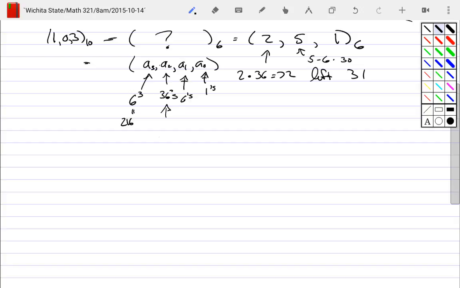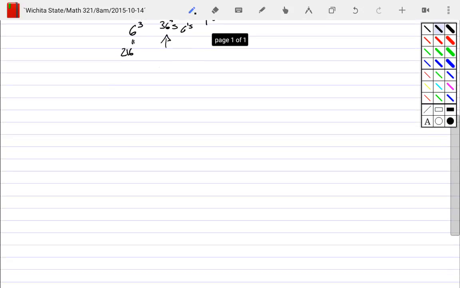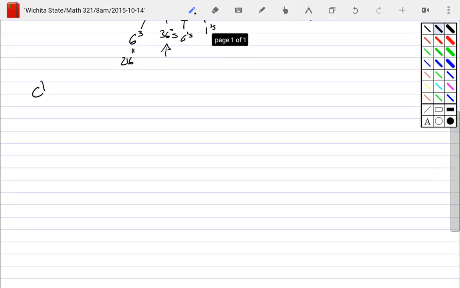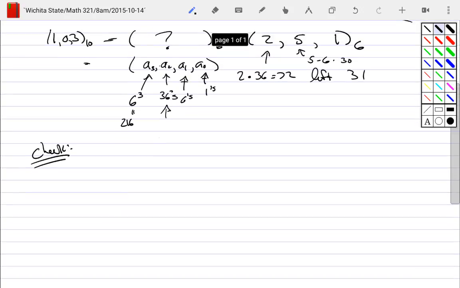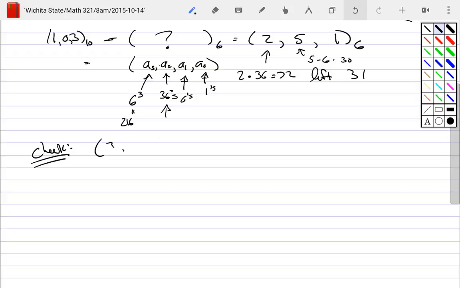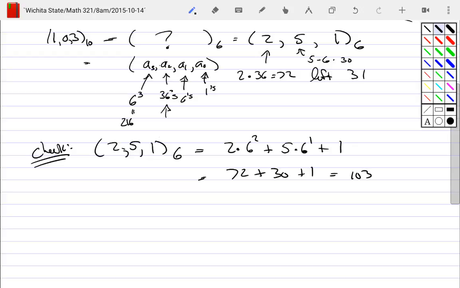Now, creative ways are all interesting, and as you do it, you can always easily check. Checking is easy. So if you're telling me that I have 2, 5, 1 in base 6, what this really means is I have 2 6 squared, and 5 6 to the 1, and then 1. And then you just simply go back: okay, what's 72 plus 30 plus 1? That's 103, in my original base 10, right?